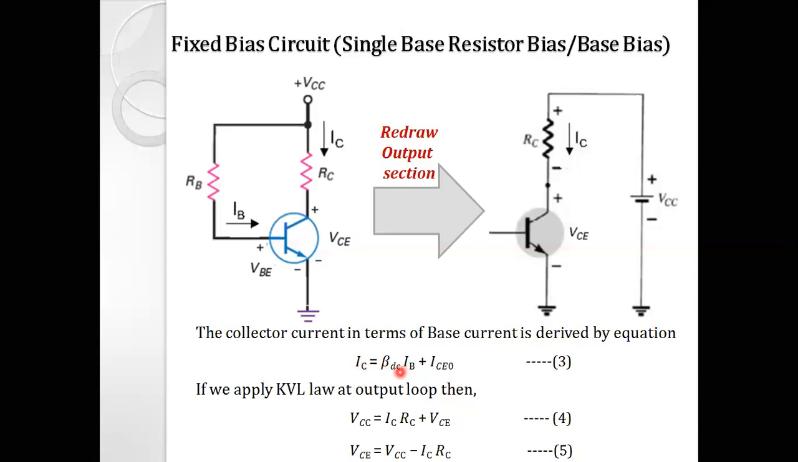From this equation, you can understand the requirement of doing the analysis of the input section, that is, to find out IB, right? If we are able to find out IB, then obviously we can get the IC, right? So IC is one of the coordinates of the operating point.